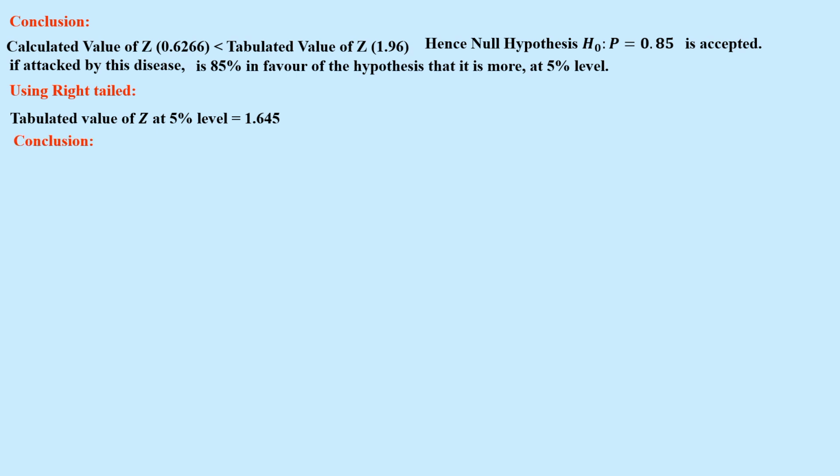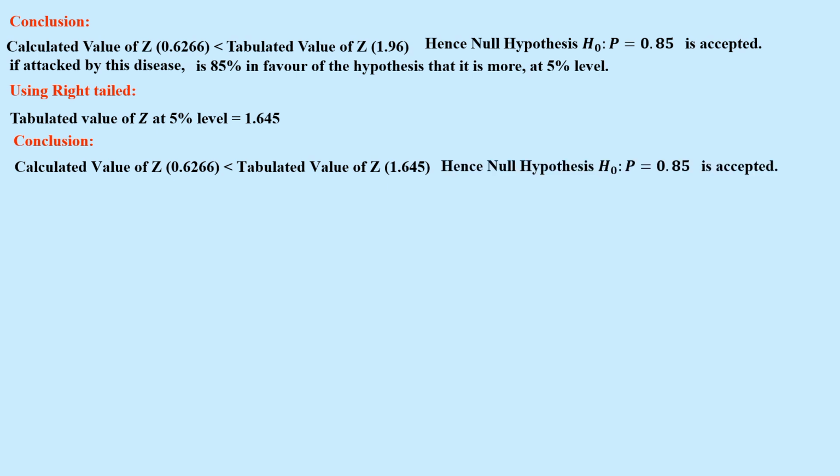So conclusion, now up to the test statistic both are same, I already told you. So we are taking the calculated value as same, 0.6266, right? Now the tabulated value will change, that is 1.645. In this case it is greater than the calculated value also. So in this case also H naught is accepted. Sometimes we will reject H naught, right? The two cases can differ, right? Sometimes. So P is equal to 0.85 is accepted.